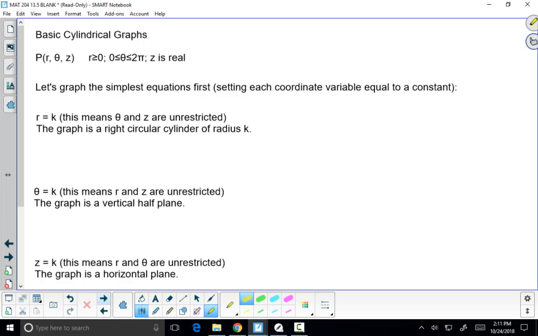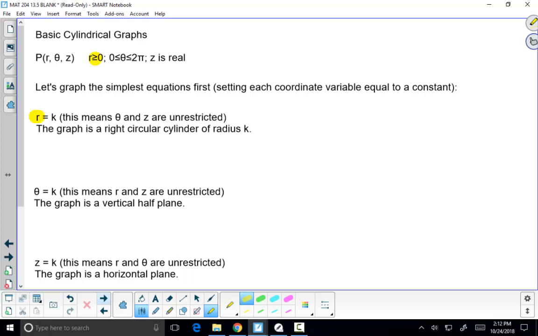All right, so the first thing that we always do when we enter a new coordinate system is try to figure out what the basic shapes are. So for our basic shapes, we're going to consider r, theta, and z equal to a constant. One thing to keep in mind is that for cylindrical, we don't have the funky negative r business. Remember in polar, if your r value is negative, you jumped to the opposite quadrant to graph that point. We don't do that with cylindrical. We force r to be greater than or equal to 0. So we don't have any of that funny business where you go backwards 180 degrees, which is good. That makes it a little simpler.